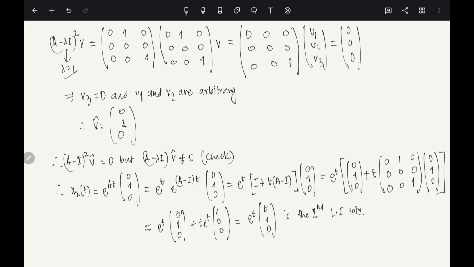So how do you find the general solution? You write x to be c1 times x1 plus c2 times x2 plus c3 times x3, and then you are done. So you understand what's going on, how to do this calculation. What I want you to do is please work out a problem. I will put it in the assignment. Work out a problem and see how this is done. So with this, I am going to end this video.